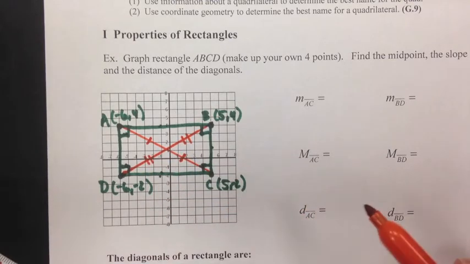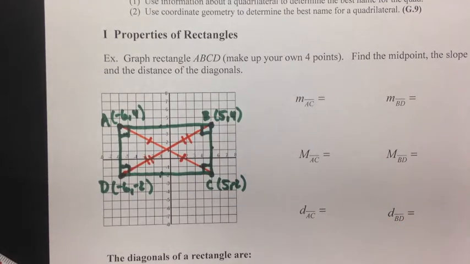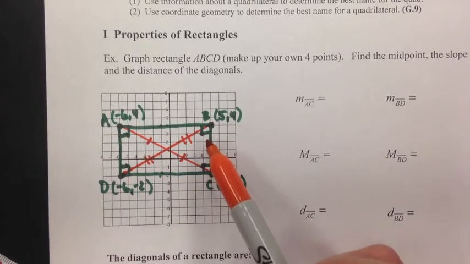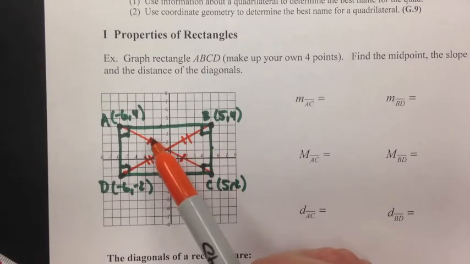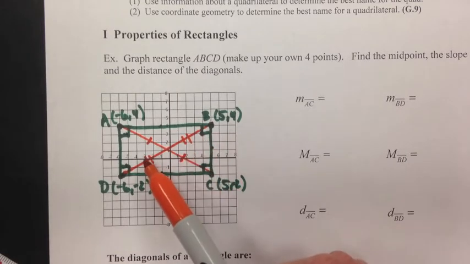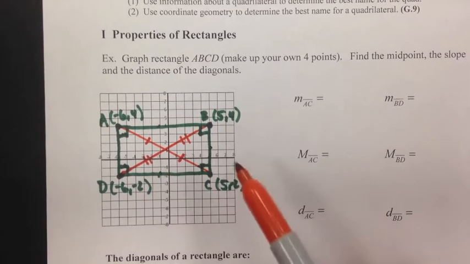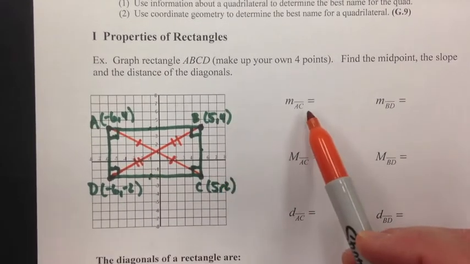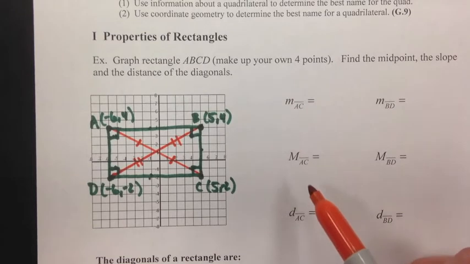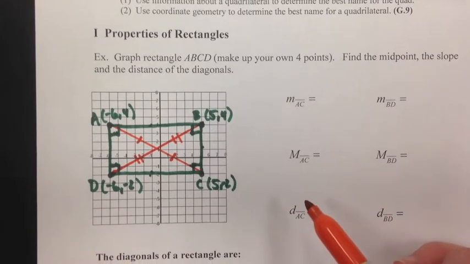All right, so what's different about a rectangle? Why do we call it a rectangle and not a parallelogram? Well, one thing was that all the angles are 90. All the angles are congruent. However, there's also something special about the diagonals. They bisect each other, but there's more. All right, so here's what we'll do. Let's look at the slope, the midpoint, and the distance of the diagonals.